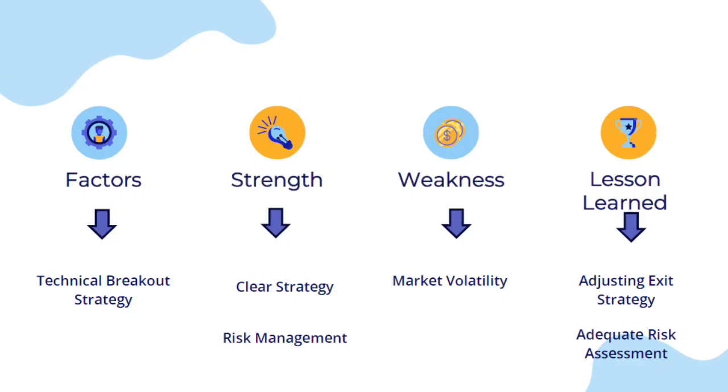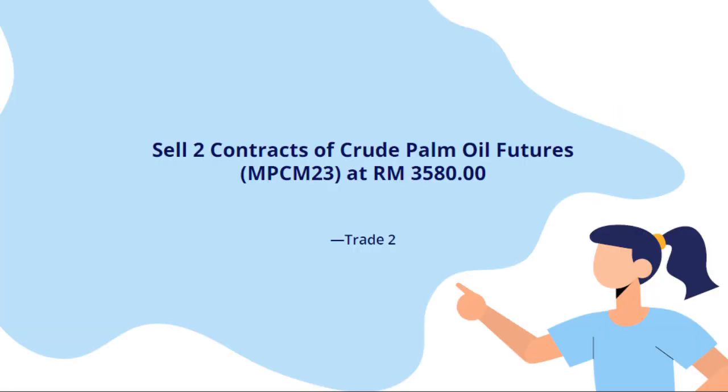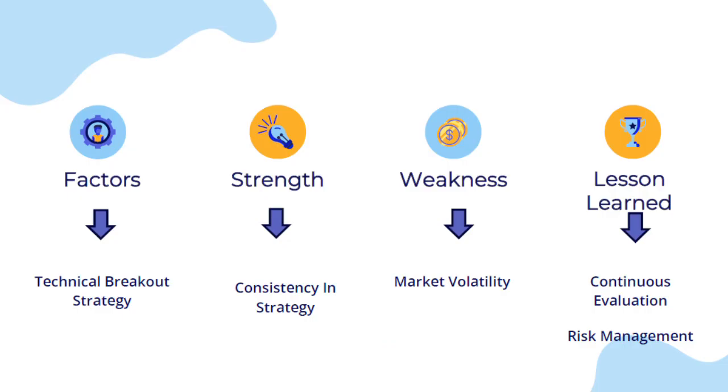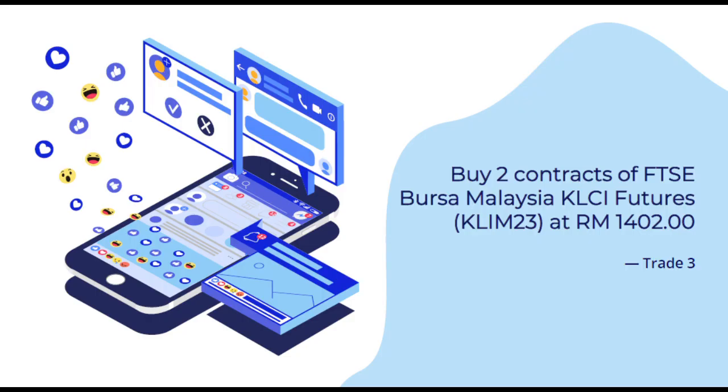Trade 1 involves selling 6 contracts of crude palm oil futures based on a technical breakout strategy, but it faced challenges due to market volatility, resulting in larger losses than anticipated. The lesson learned from this trade is to adjust the exit strategy and consider the potential risks associated with market volatility. Trade 2 followed a similar technical breakout strategy, selling 2 contracts of crude palm oil futures, and also faced challenges due to market volatility. The lesson learned from this trade is to continuously evaluate the chosen trading strategy and implement risk management measures.